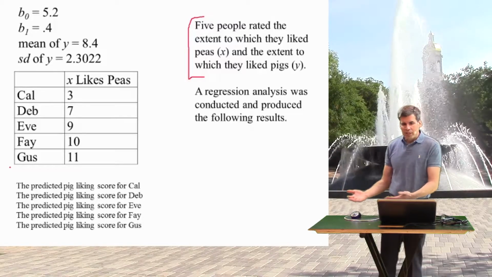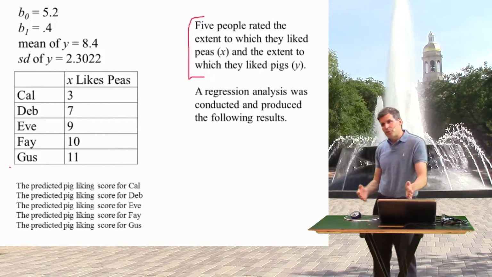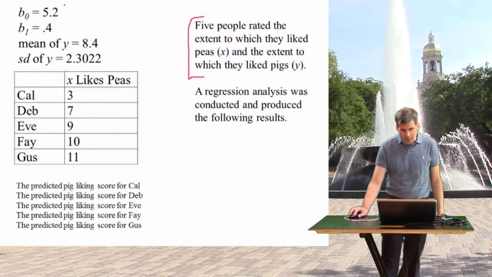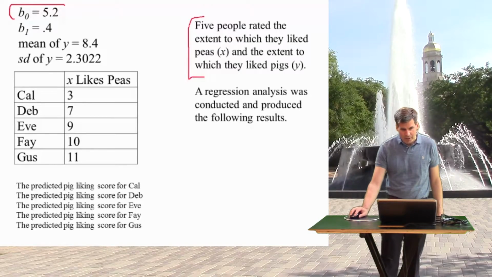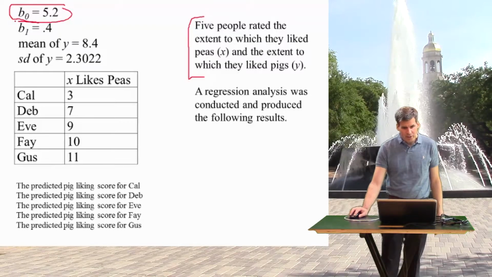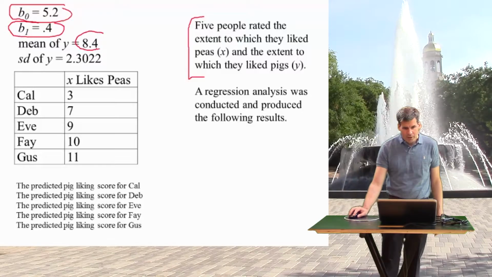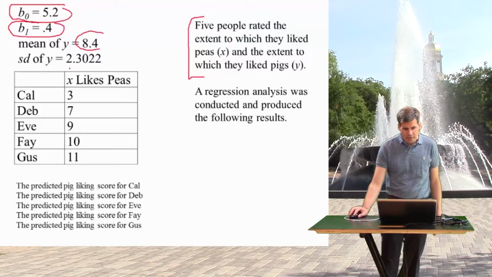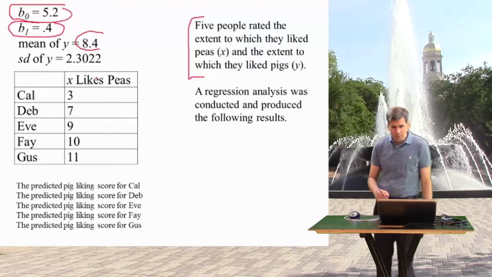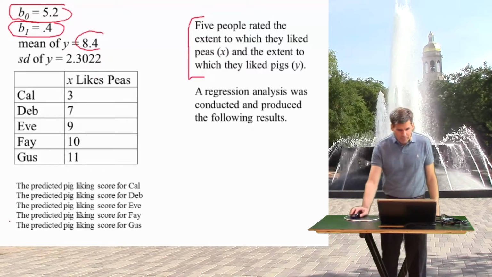And they take my questionnaire, I get their scores for how much each of these 5 people like peas, and I get their score for how much they like pigs. And I run a regression, and my beta weight, or my intercept, beta naught, is 5.2. My slope is 0.4. The mean of y is 8.4, and the standard deviation of y, which I wanted to be a little precise here to make everything work out, is 2.3022. So there's the information. I've given you this information.